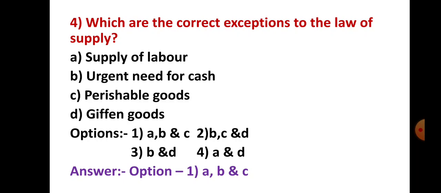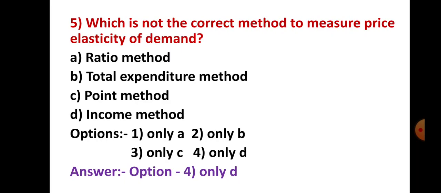And here again they have given 4 options. You have to choose any one option, that is your answer. And here the answer is option number 1, A, B and C. These are the correct exceptions to the law of supply. So in this objective type question, no need to write the format of the question, directly mention the answer here. Now let us see the next example, which is not the correct method to measure price elasticity of demand.